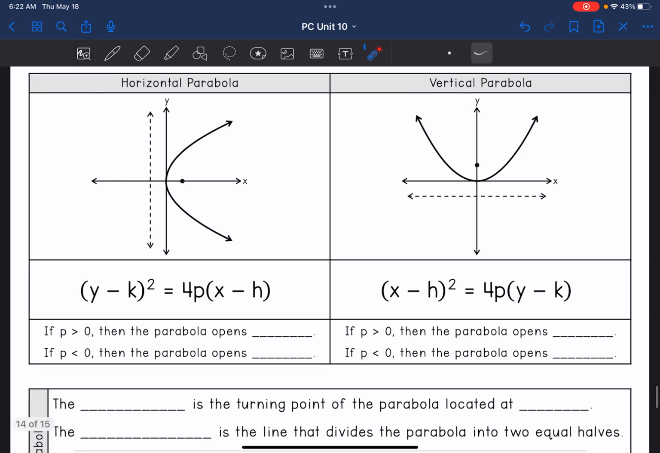One thing to be aware of, so horizontal means left or right, but it has to be one or the other. So the way you can tell is if P is greater than 0, so numbers greater than 0, it just means positive numbers, then that parabola is going to open to the right. So that example that is shown, that is a positive parabola. If it is negative, so P value is this number here, if that is negative, then it's going to open to the left.